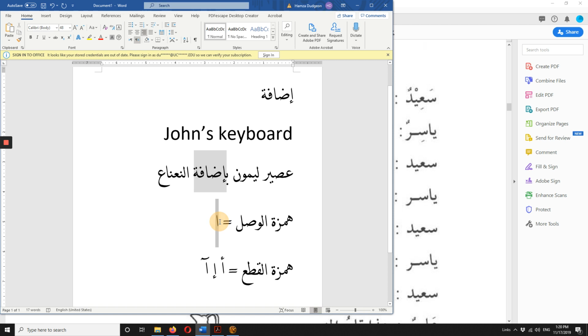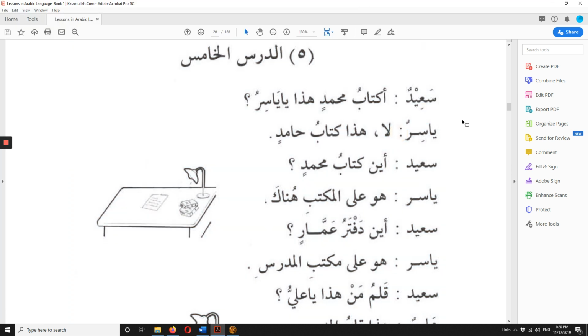So here we have an alif that has nothing on it. And here we have an alif with a hamza on top, an alif with a hamza on the bottom. And this is an alif with a hamza that's elongated. All right. Which we'll get to here. So that's what this lesson is all about.